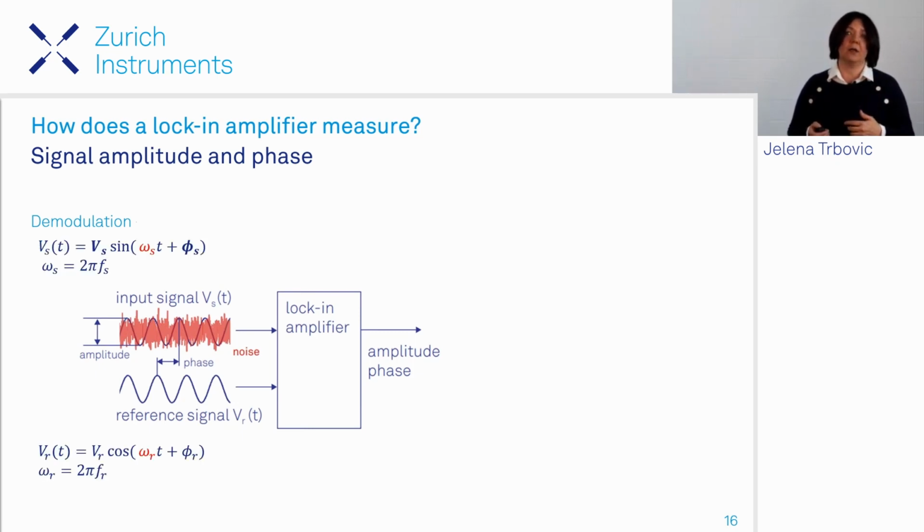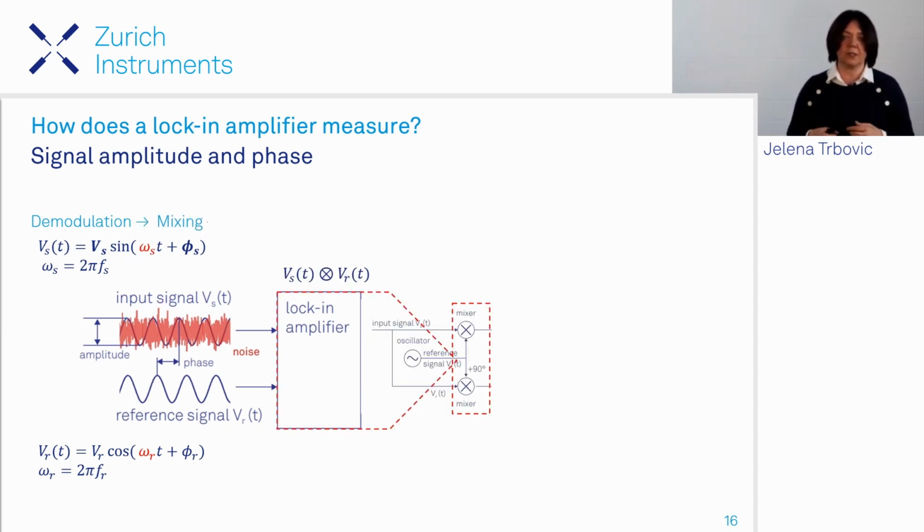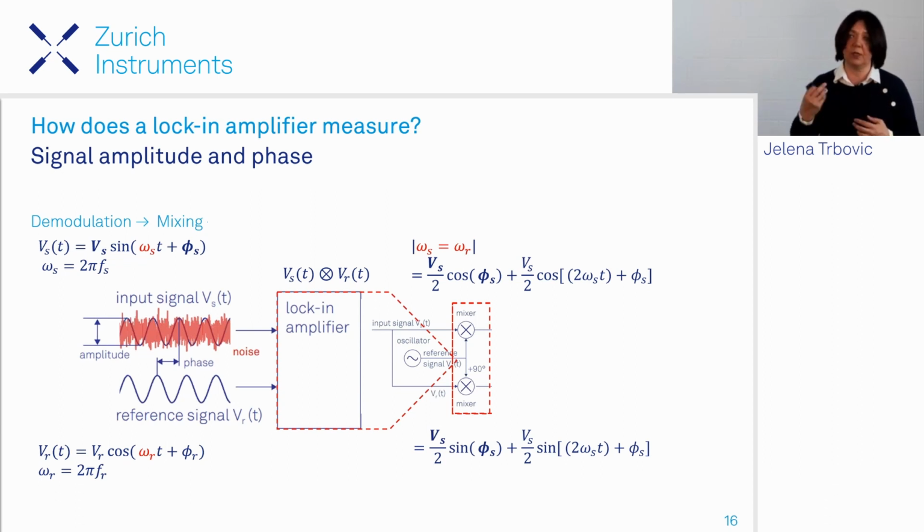So if we have a signal and the reference expressed like this, like a sine wave for the signal and a cosine for the reference, we then start mixing these two signals, and mixing means multiplying them. In order to extract the amplitude and the phase information, there are at least two things that need to happen. First is that the signal and the reference are at identical frequencies, and that we make two products, one in and one out of phase with respect to the reference. So we get these two terms.